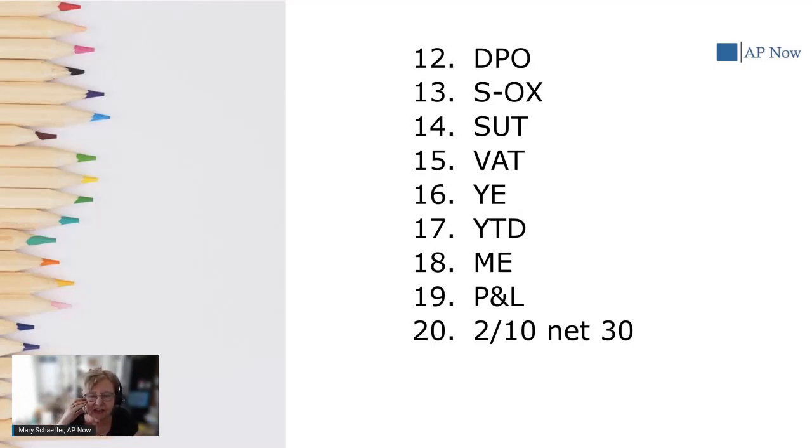It's 2/10 net 30. It refers to those situations where a company is offered an early payment discount, and it's the most common one used in the United States anyway. It's where the typical payment terms are net 30, which means you pay on the 30th day. But if you pay before the 10th day, you get a 2% discount.